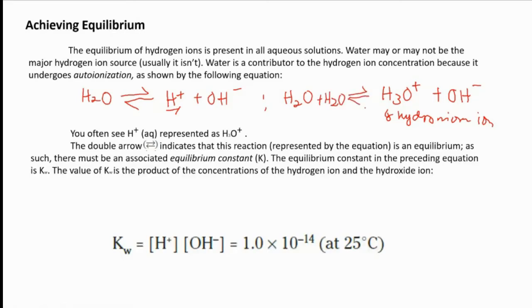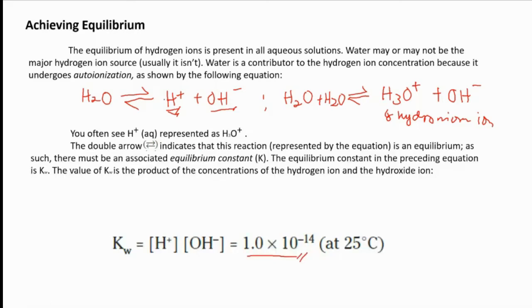Ayan. Okay? So, the double arrow indicates that this reaction is in equilibrium. As such, there must be an associated equilibrium constant. The equilibrium constant in the preceding equation is Kw. So, the Kw is the product of the concentrations of the hydrogen ion and your hydroxide ion. So, the OH is called hydroxide ion. Constant siya at 25 degrees na 1 times 10 raised to negative 14.